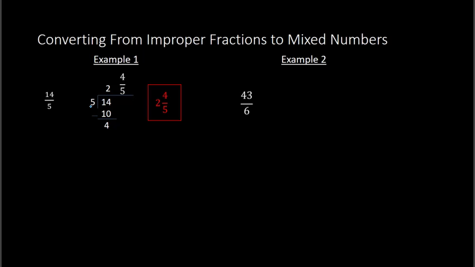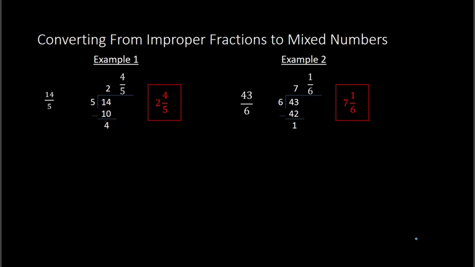Example 2, let's say we had 43 divided by 6. So to write this as a mixed number, I divide the two numbers. So I see that 6 goes into 43 7 times. So I multiply 7 times 6 to get 42, subtract, and I get 1 as my remainder. So the 1 I write as a fraction. I write it as 1 over the 6. So my answer is 7 and then 1 over 6, which would equal 7 and 1/6. So this is converting from improper fractions over to mixed numbers.